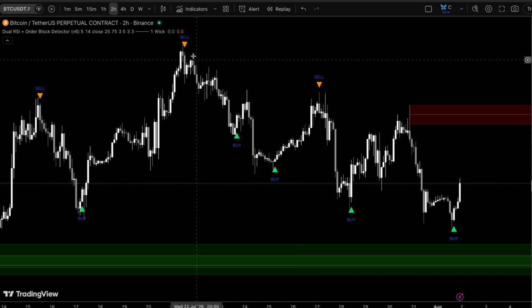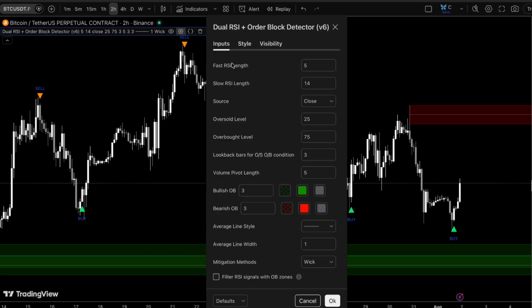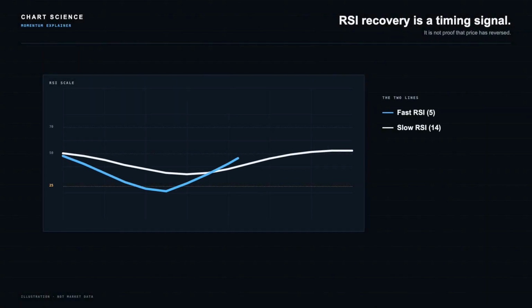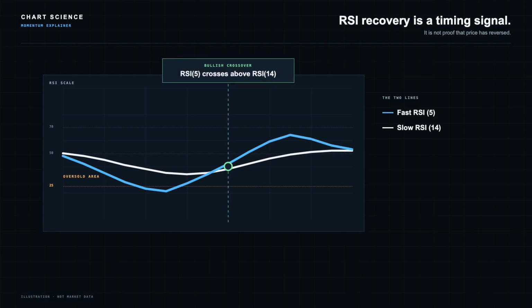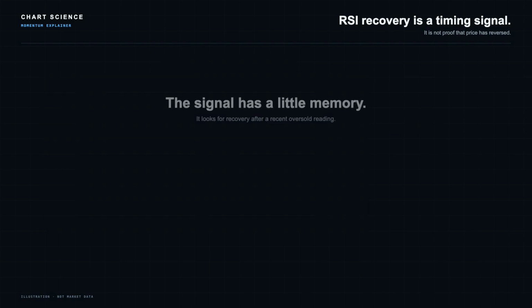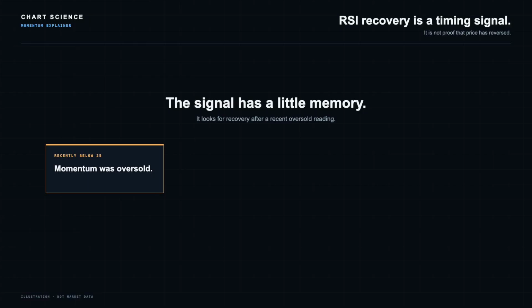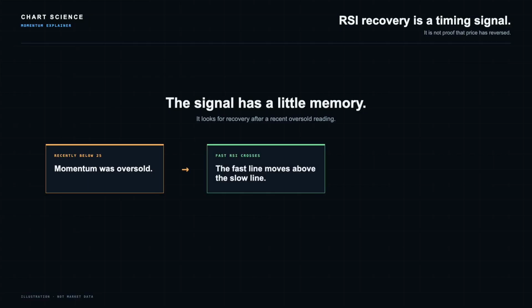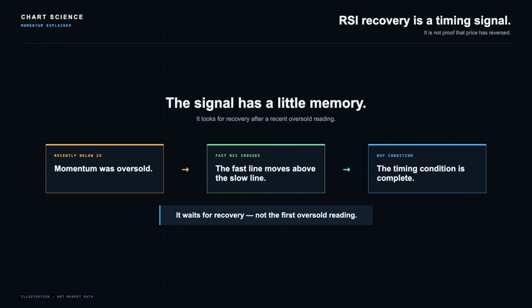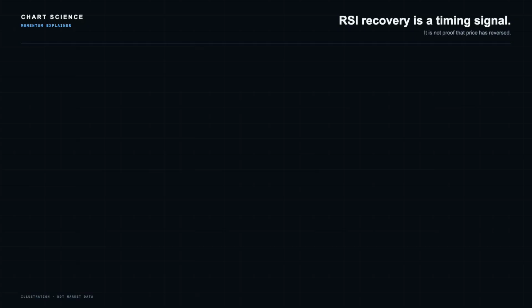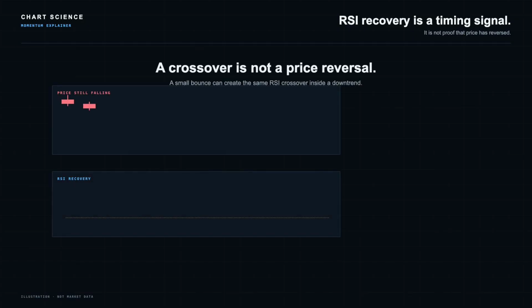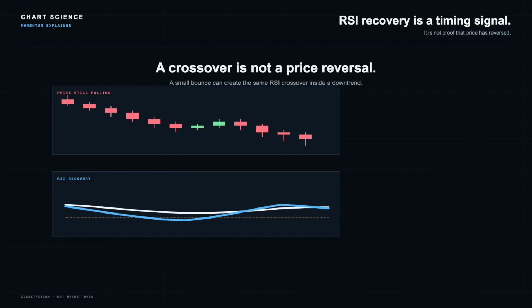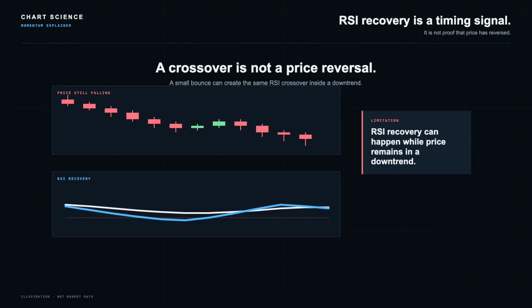By default, the fast RSI uses 5 periods and the slow RSI uses 14. For a buy condition, the fast RSI must cross above the slow RSI after it was recently oversold. It does not have to be oversold on the exact crossover candle. This gives the signal a little memory. It waits for momentum to recover instead of firing at the first oversold reading. But recovery in RSI is not the same as a reversal in price. In a strong downtrend, a small bounce can create the same crossover.